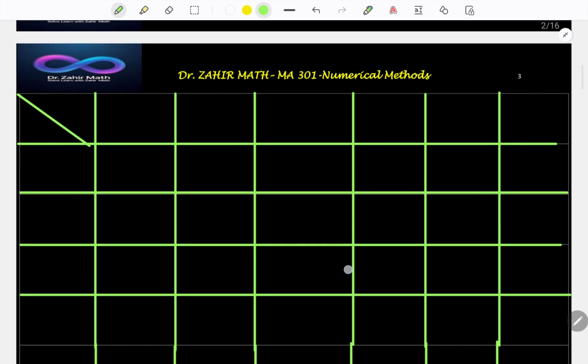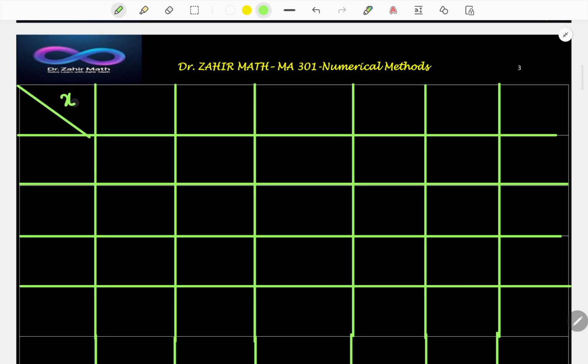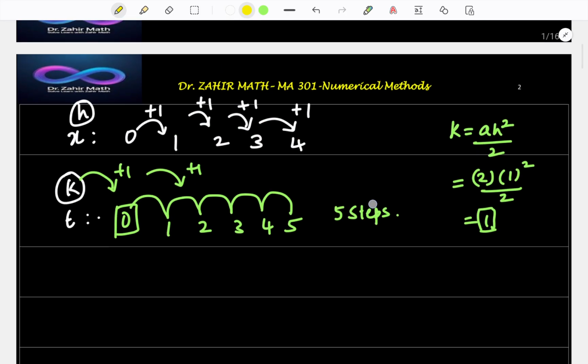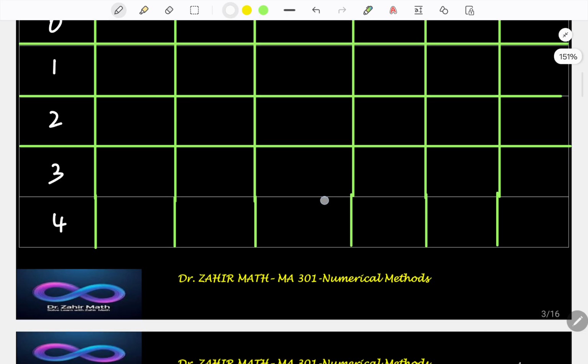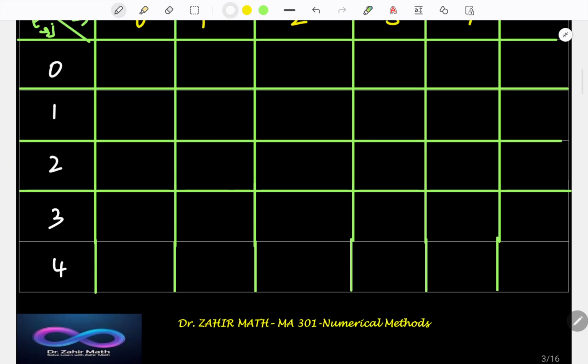Now we go to the table. The table is ready. So this is the x value, this is the t value, this direction is i, and this direction is j. Now what values are you going to put in? x equals 0, 1, 2, 3 and then 4. x starts from 0 to 4. And the t value starts from 0 to 5. So t values are 0, 1, 2, 3, 4 and then 5.